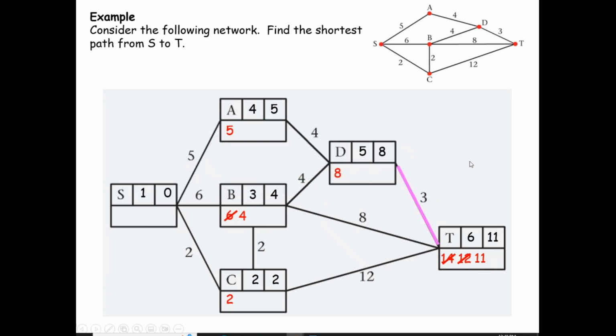So for the first one, T to D is 11 minus 8 gives us a length of 3. So that one is correct. Then it's D to B because 8 minus 4 is 4. Then it's B to C because 4 minus 2 is 2. And then it's C to S. Matches up there. Make sure you write out the shortest path in the correct order. So that's S, C, B, D, T. And that's got a total length of 11.